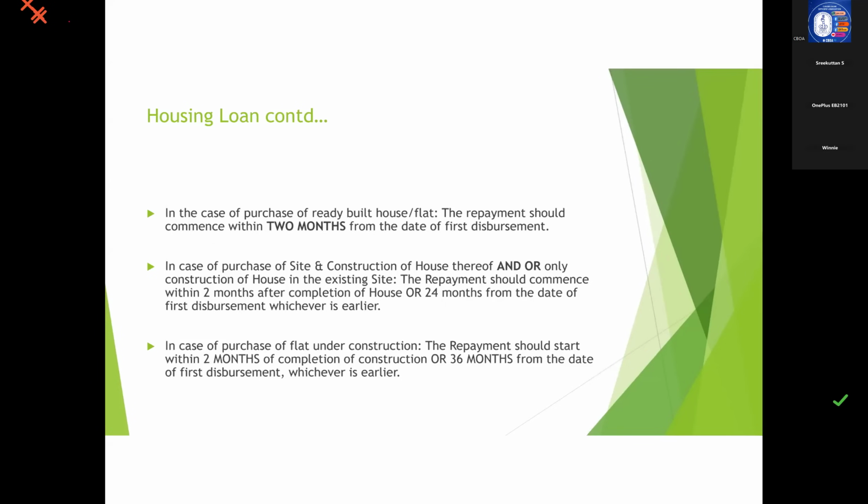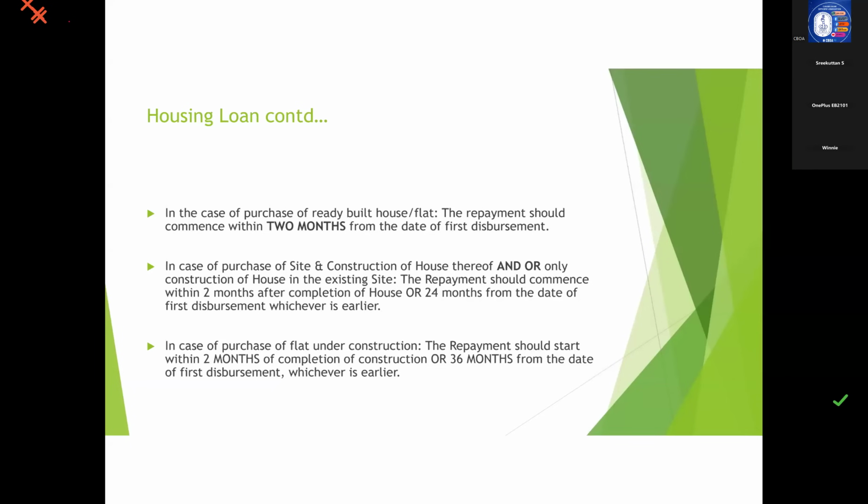Now, in the case of purchase of a flat which is under construction, the repayment should start within 2 months of completion of construction. So there is no change in the case of a flat which is under construction. The repayment should start from 2 months. However, the construction period can go up to 36 months from the date of first disbursement, whichever is earlier. Okay, so construction, that's where RERA comes into picture.